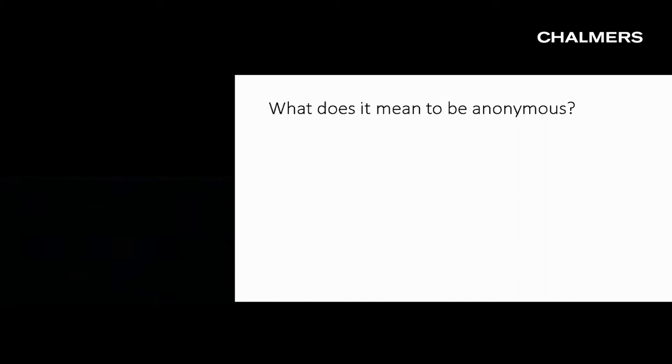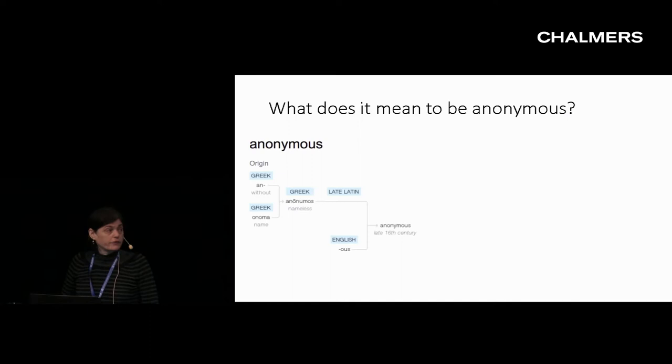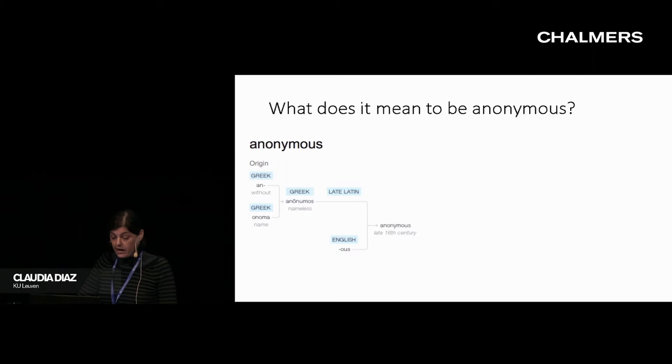So let me start with the question: what does it mean to be anonymous? If we go to the root of the word, to the etymology, it comes from Greek, with the prefix an, which means without, and the word onoma, which means name. So anonymous actually means nameless. It means you don't have a name.